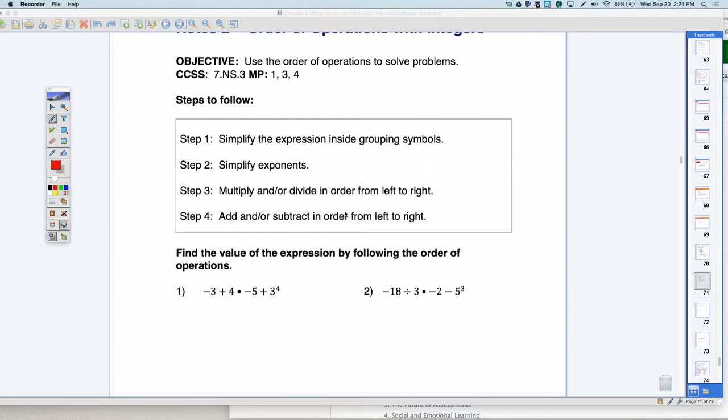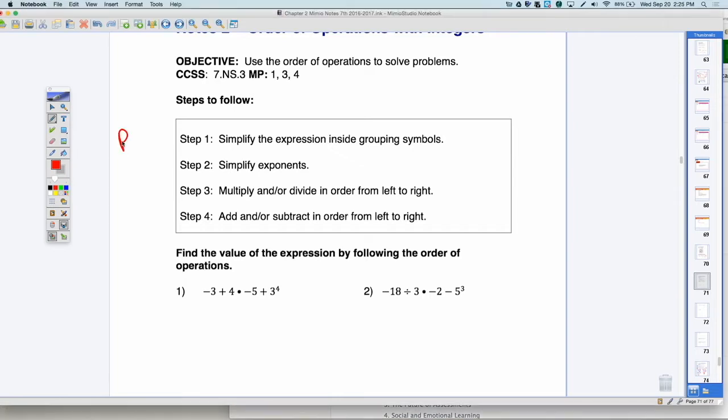So the steps to follow: step 1, you're going to simplify the expression inside grouping symbols. That's your parentheses step, or your grouping symbol step. Your grouping symbols include your parentheses, your absolute value, fractions. Step 2 is simplifying your exponents. Step 3 is multiplying and dividing in order from left to right. And then step 4 is adding and subtracting in order from left to right.